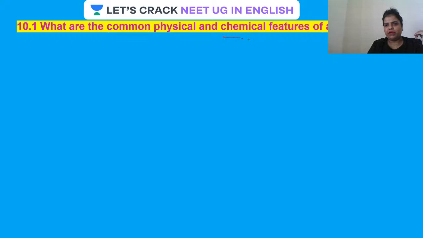Now, guys, coming to chemical features, let us see that. First of all, let us compare the metallic bonding here. We have already covered it under the periodic table, but we have to see more properties here. That is why I'm explaining it again.